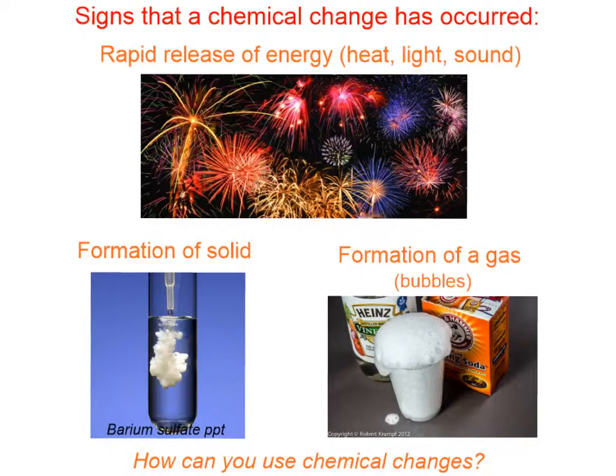How can we use chemical changes to separate different items? We have to use other chemical reactions. Those things are rarely done at home, but in laboratory settings and in industry, for example, metals are separated from their ores and purified by using chemical reactions, chemical changes.